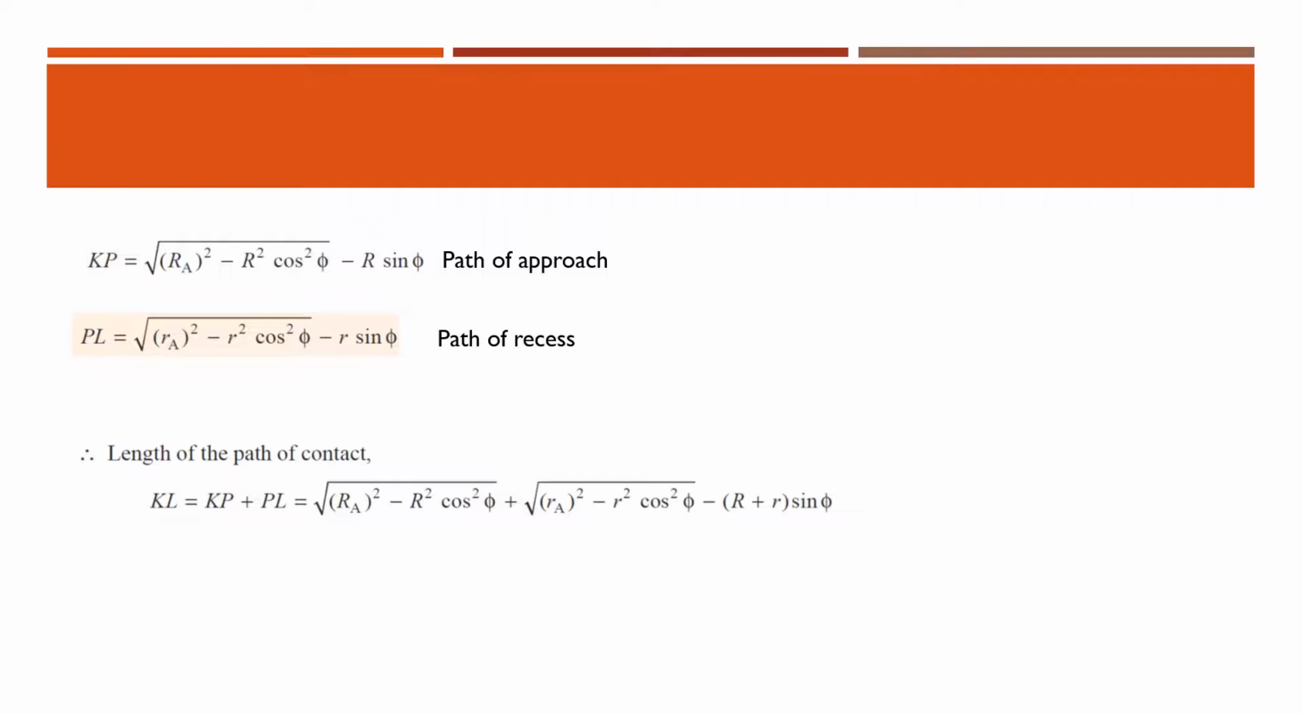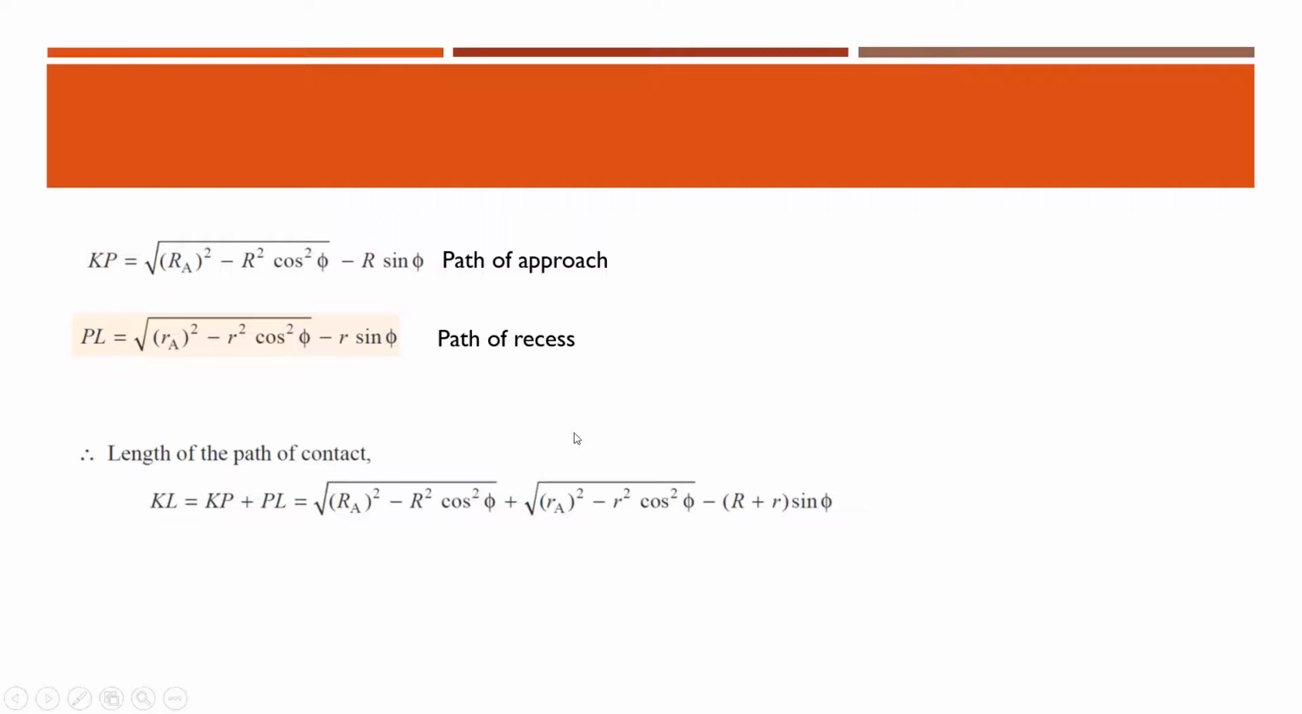When it comes to path of approach, we will use the capital R, that is the radius of the gear, and for path of recess small r, the radius of the pinion. When we sum the path of approach and path of recess, we will get the length of path of contact, which is given by KL. My suggestion, the better approach, is to individually find the path of approach, individually find the path of recess, then sum those to get the length of path of contact instead of applying it directly in this equation.